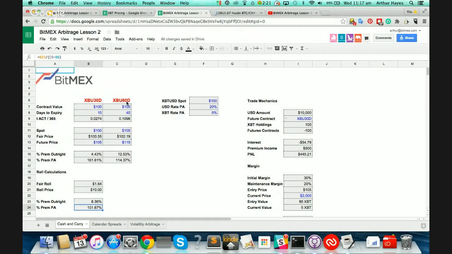Now there are two ways of doing this. Either you can go physically into each order book, the 30-day and the 60-day, and buy and sell, or you can trade a calendar spread. Because you are short the 30-day contract, you will be short rolling, i.e. buying back the 30-day contract and selling the 60-day contract. So you would need to trade on the bid of the calendar spread contracts.